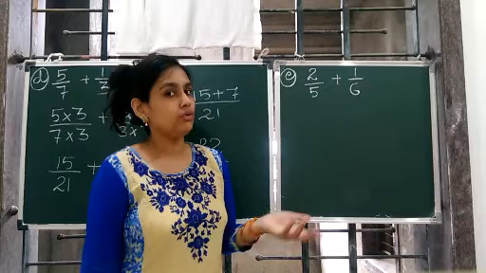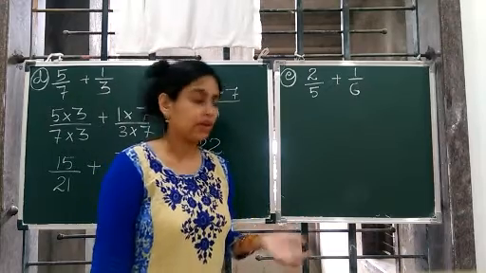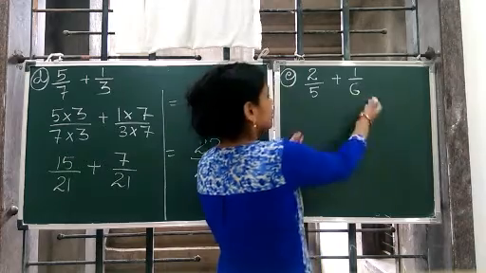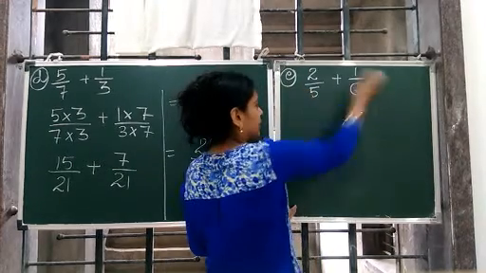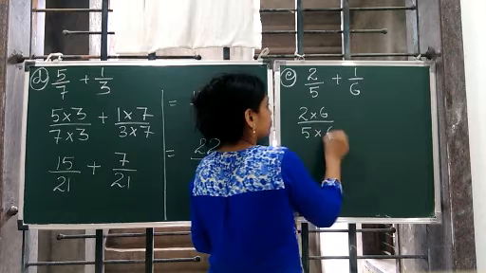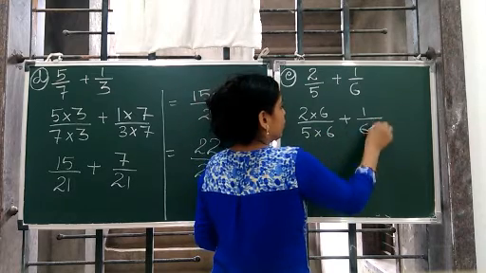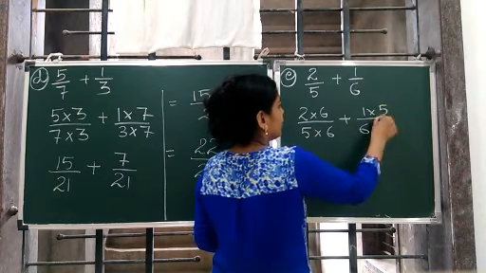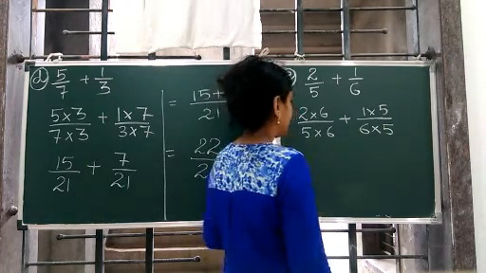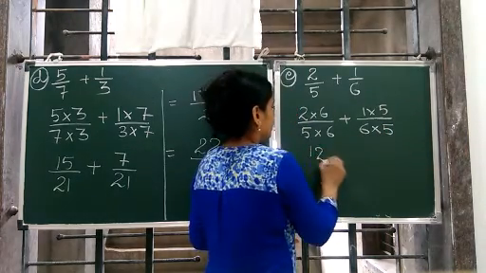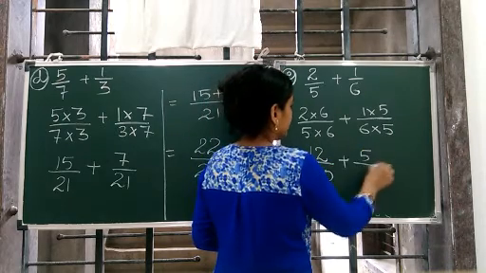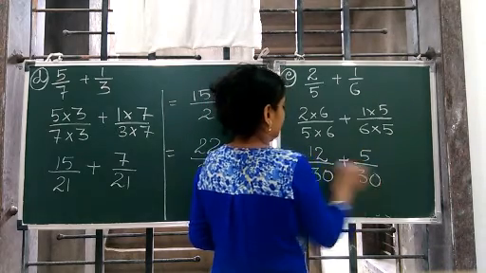So no need to take out the LCM, because the product will come out to be small. So 6 will multiply this side, 5 will multiply that side. 2 into 6 upon 5 into 6 plus 1 into 5 upon 6 into 5. Now, 2 6s are 12, 5 6s are 30, 5 1s are 5, 6 5s are 30.